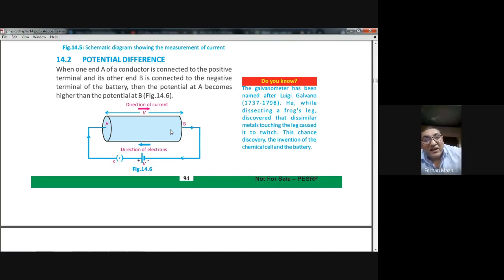So if I say the potential difference is very high, it means the energy is very high. If the potential difference is low, it means the energy is low. If I tell you that the charges are flowing, we have current, but that current has very low voltage, it means its energy is low. When I say this current has very high voltage, it means its energy is very high. And the actual meaning is energy per unit charge. Do you understand?